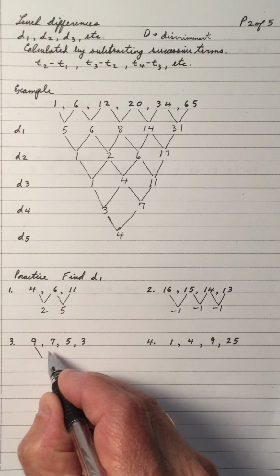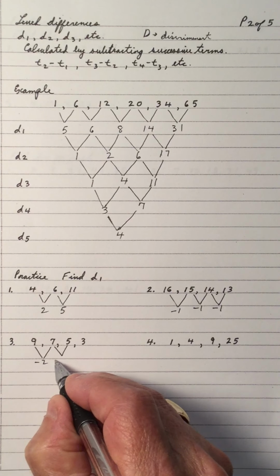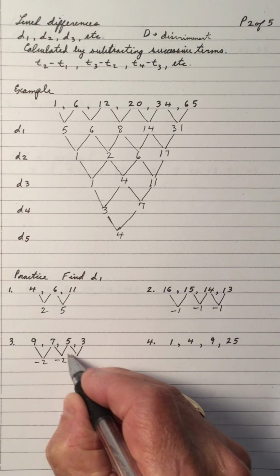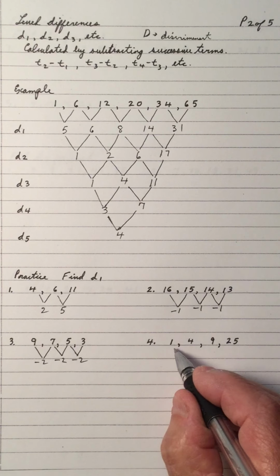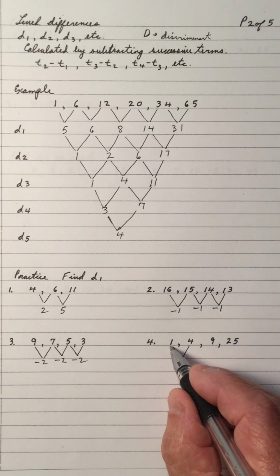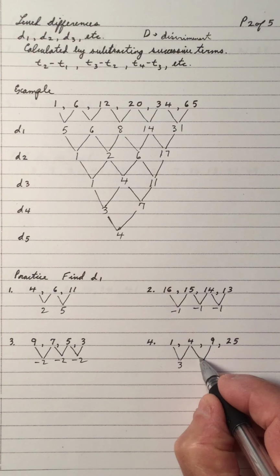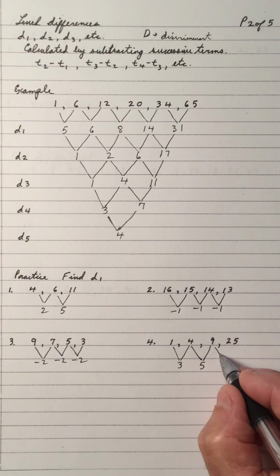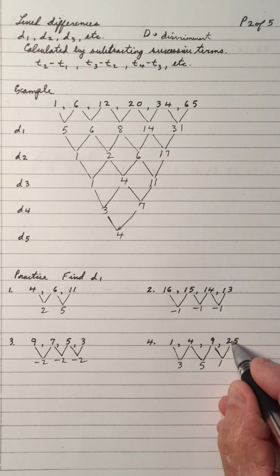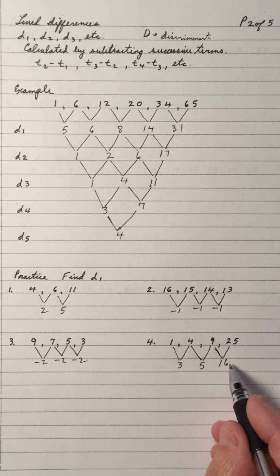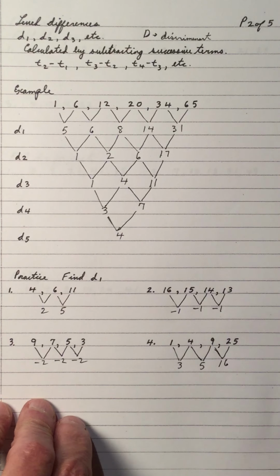Number 3, level 1 difference. 7 minus 9 is negative 2. 5 minus 7, negative 2. 3 minus 5, negative 2. Again, they're equal. And the level differences here: 4 minus 1 is 3. 9 minus 4 is 5. And 25 minus 9 is 16. Again, they're not the same. So that's the first level differences in these.